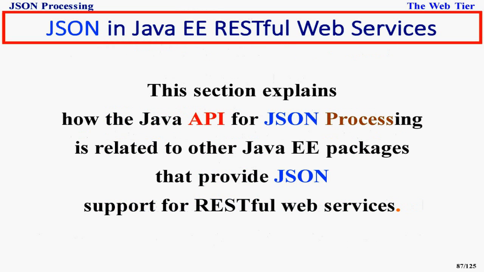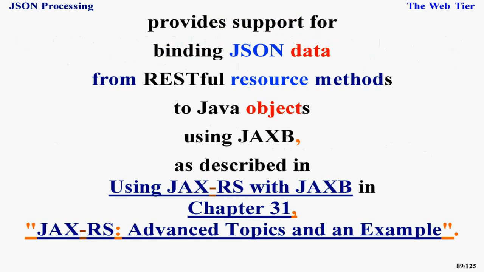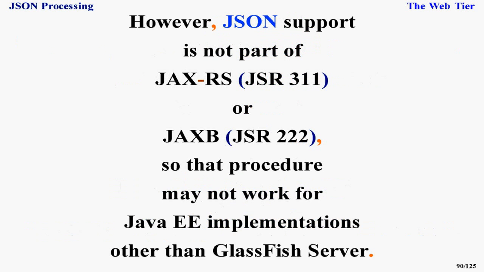JSON and Java EE RESTful Web Services. This section explains how the Java API for JSON Processing is related to other Java EE packages that provide JSON support for RESTful web services. See Chapter 29, Building RESTful Web Services with JAX-RS, for more information on RESTful web services. Jersey, the reference implementation for JAX-RS (JSR 311) included in GlassFish Server, provides support for binding JSON data from RESTful resource methods to Java objects using JAXB, as described in Using JAX-RS with JAXB in Chapter 31, JAX-RS: Advanced Topics and an Example. However, JSON support is not part of JAX-RS (JSR 311) or JAXB (JSR 222), so the procedure may not work for Java EE implementations other than GlassFish Server.